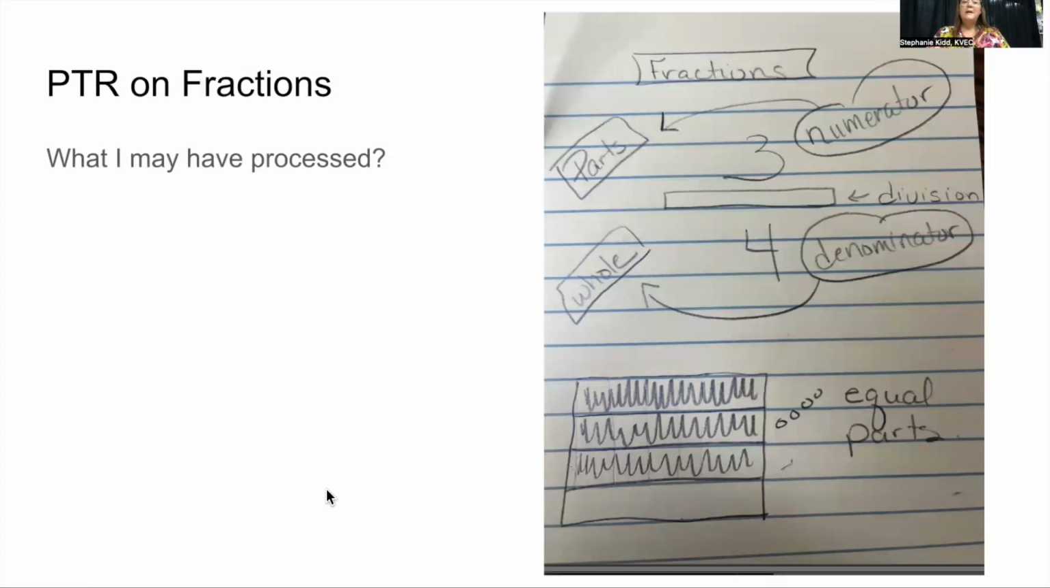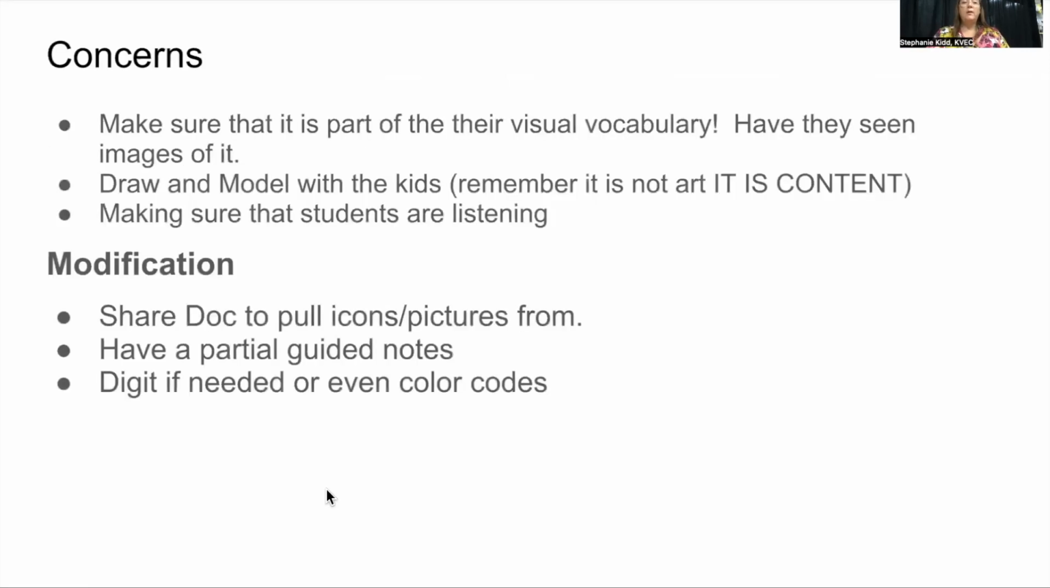Here is a PTR, which is a practice test retrieval on fractions that we could do with a third grade group. And we could talk about what they need to remember. And so, what have I processed? And then the teacher would place this up and they would put it on there.